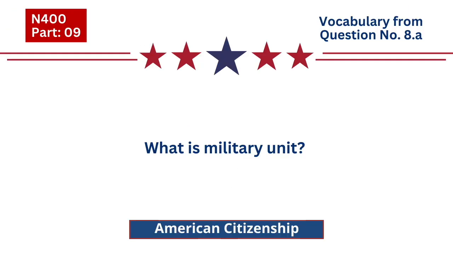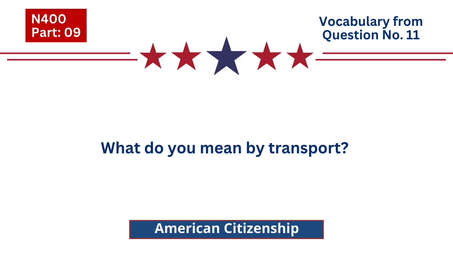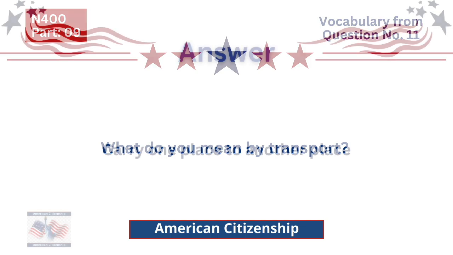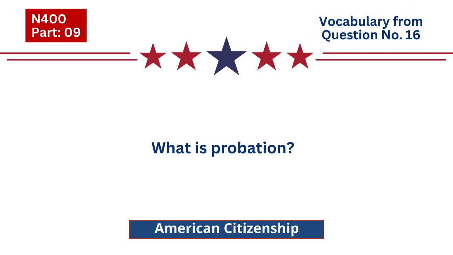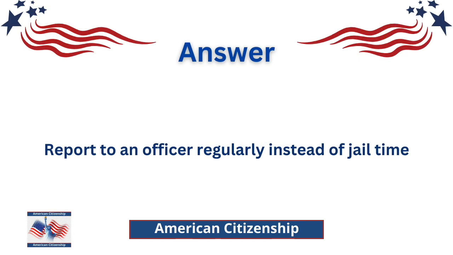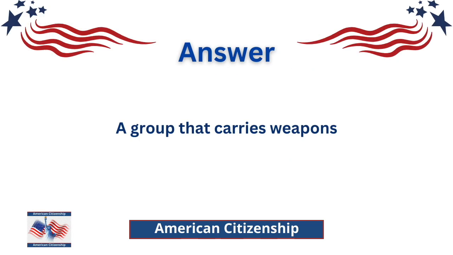What is military unit? The official army for a country. What do you mean by transport? Carry one place to another. What is probation? Report to an officer regularly, instead of jail time. What is armed group? A group that carries weapons.